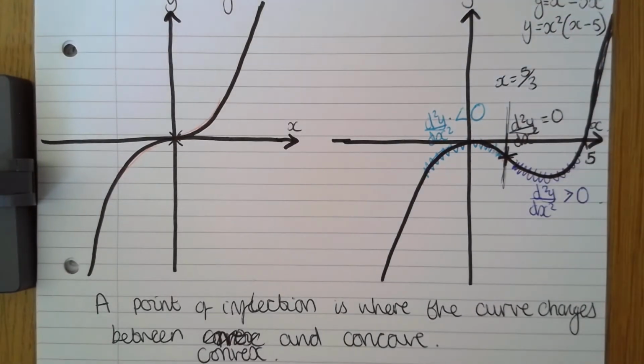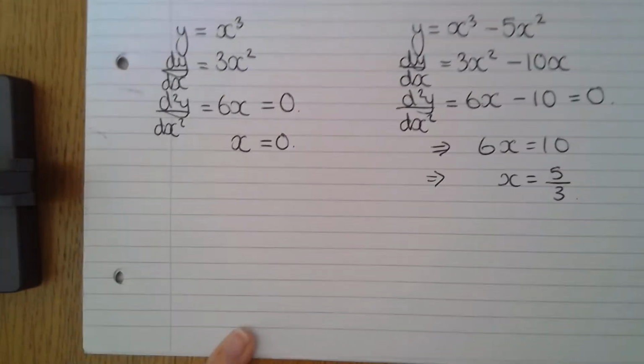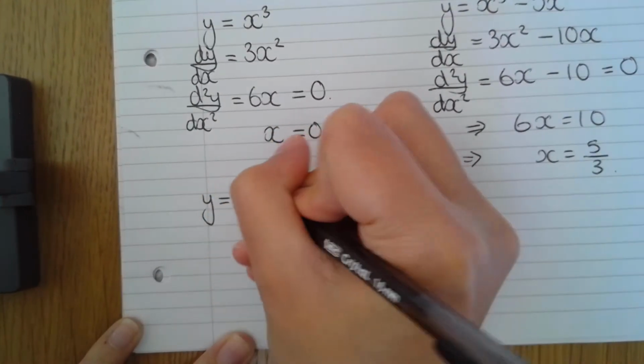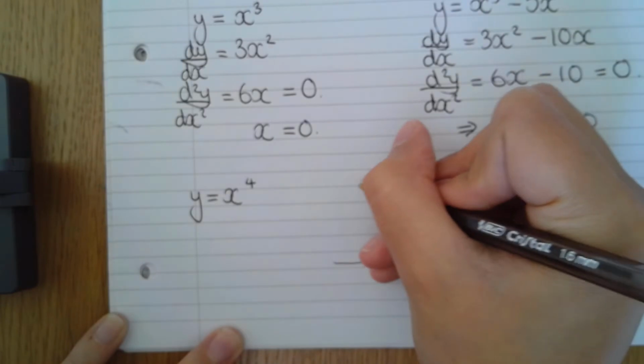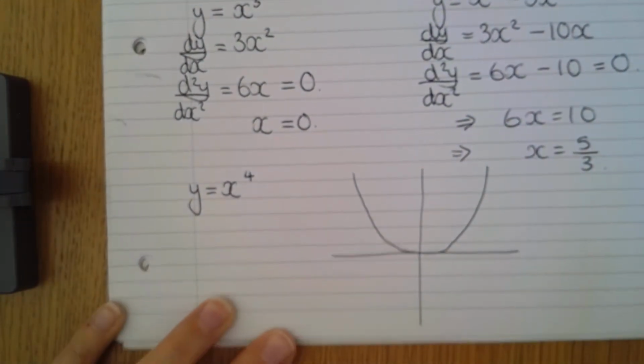Okay, it looks appropriate. But there's something that we also need to consider. So the graph of y equals x to the power of 4, okay, that looks like this, something like that.